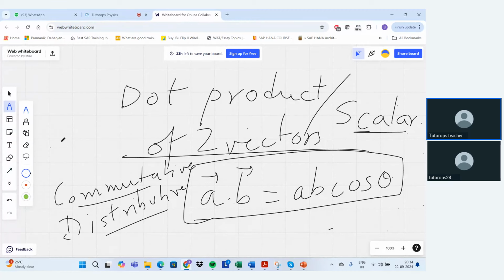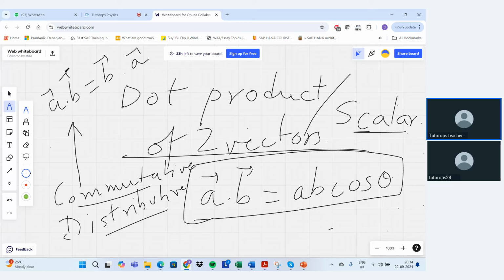So what does this mean? Commutative property basically means that for the dot product, A dot B we can write as B dot A. This is called the commutative property. A few of the basic theories you also have to understand, otherwise in the exam you may wonder what these are.